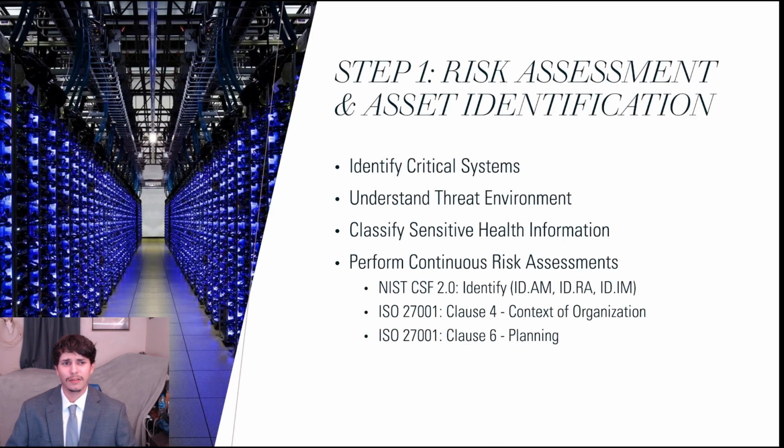Step one, we want to look at risk assessment as well as asset identification. This is identifying critical systems, understanding the threat environment, classifying what sensitive health information we have, as well as performing continuous risk assessments. This is covered in the NIST CSF 2.0 Identify section, which is listed in our references at the end. For ISO 27001, we want to touch Clause 4, which is the threat environment, and Clause 6, which is planning. This is performing continuous risk assessments.